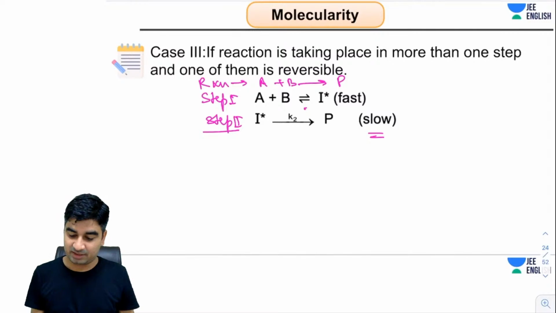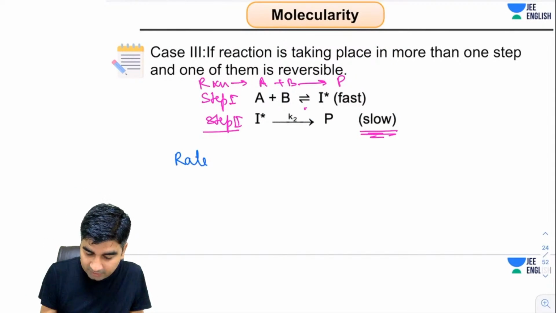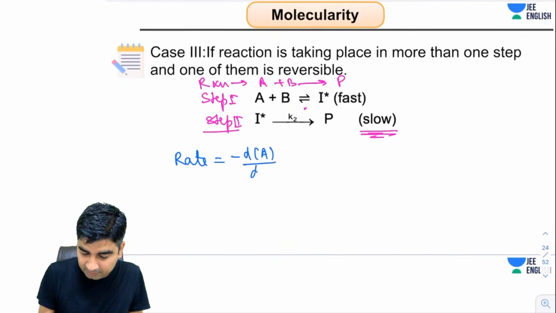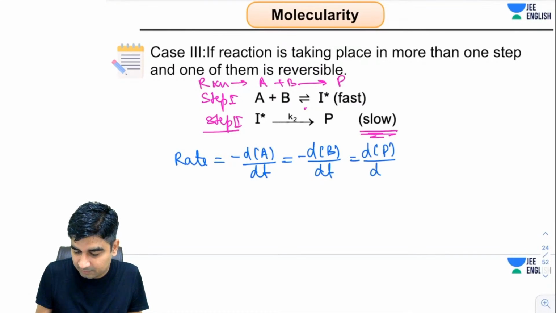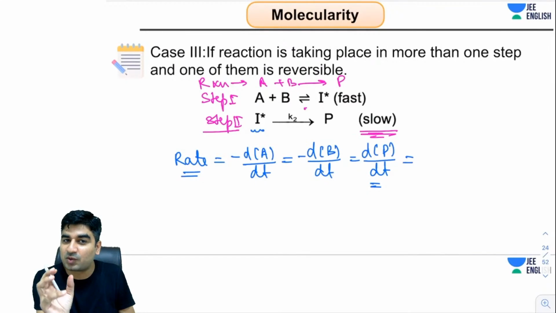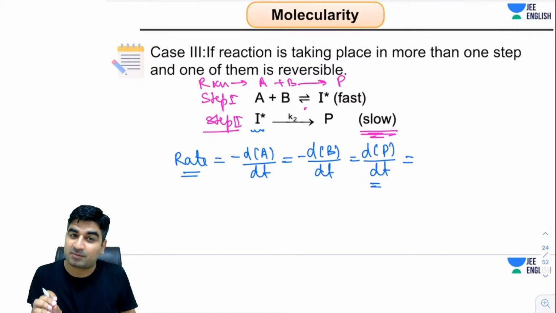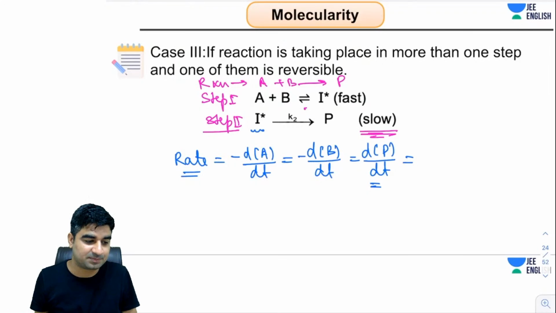How will I do it? Again, every time I will start with the slow step. So rate will be minus dA by dt, minus dB by dt, dP by dt, and dP by dt I can say is the rate. I hope you are getting my point, because I will always start my reaction with the slowest part. From which part of the question should I start solving? Always look for the slowest step.